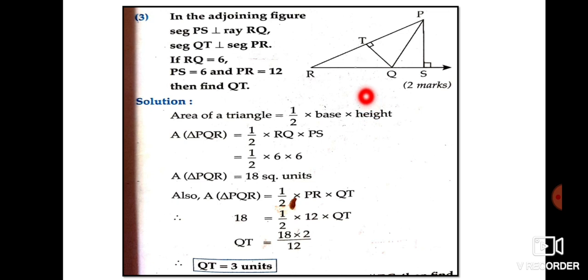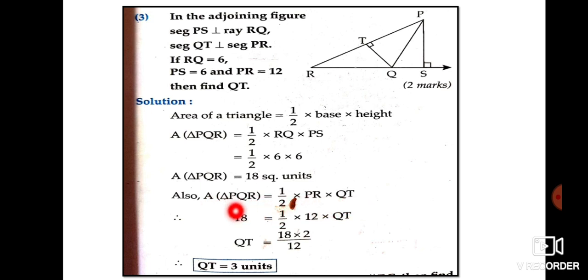Now we take the next triangle. The next triangle we are going to take is the same again, PRQ. In the beginning also we took the same triangle. But the first time when we took PQR, we took QR as the base and PS as the height. Now we are taking the same triangle, but this time we are taking PR as the base and TQ as the height. So we have area of triangle PQR is equal to half into PR into QT.